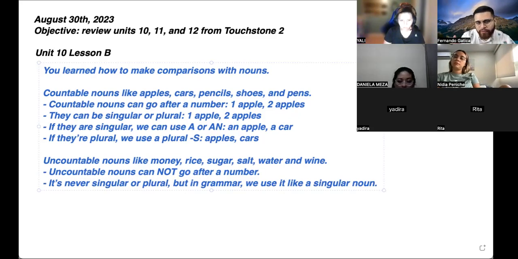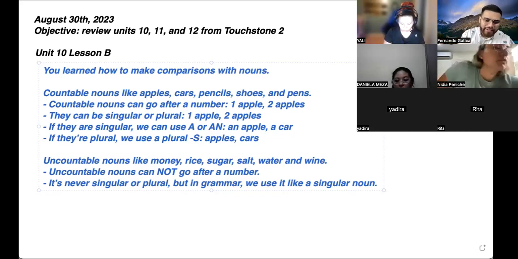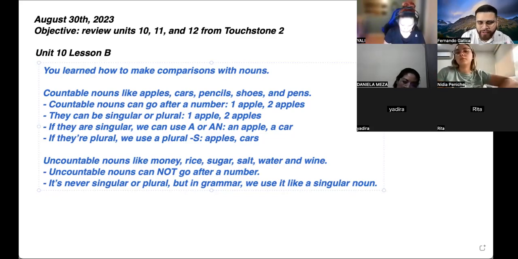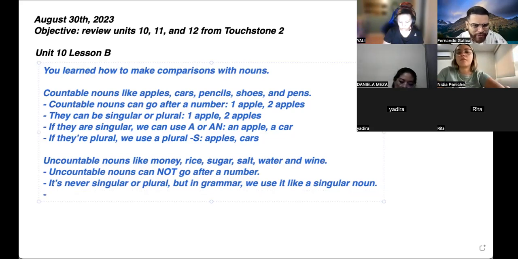Por ejemplo, con los sustantivos singulares usamos is, ¿no? Entonces diría, money is good. No, money are good. It's money is good. Rice is delicious. Salt is dangerous. Water is good. So we use the singular verbs for the singular nouns. And these are not singular, but we treat them, las tratamos como si fueran singular. We treat them like if they were singular.